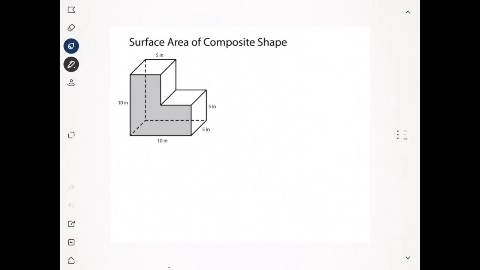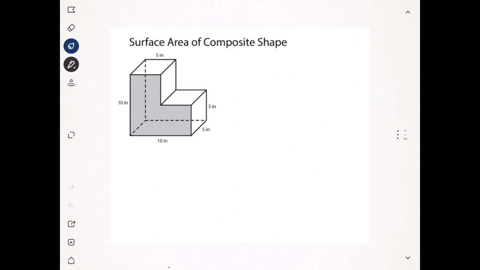Okay, so this composite shape is a little bit different. It's not made up of familiar shapes that we can look at and say like a cone or a cylinder or a pyramid or something like that. So what we have to do is approach this one a little bit differently. We have to just look at the different faces of the shape.